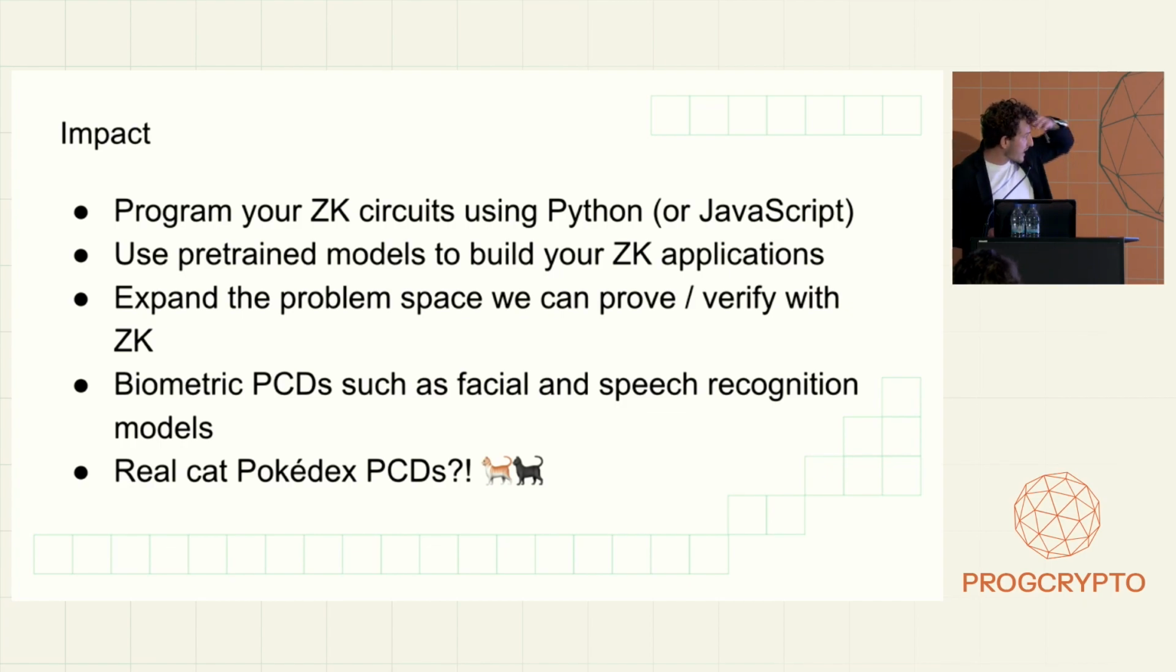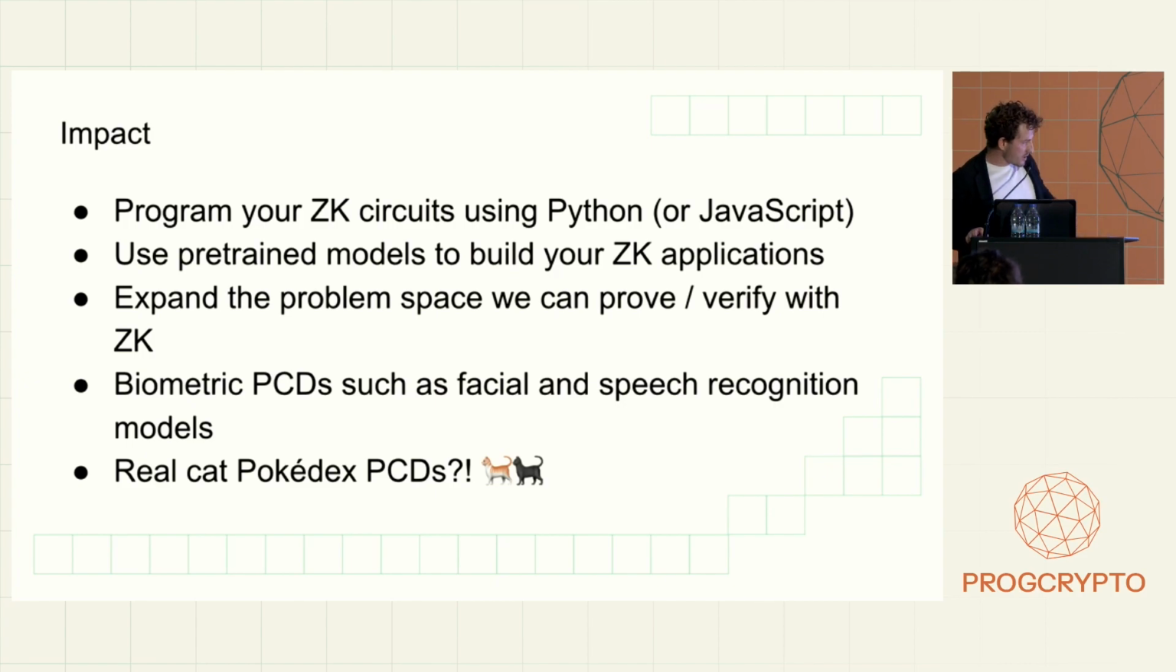So, that was the demo. And what does this mean? What's the impact? Okay, now we can program ZK circuits using scripting languages like Python or JavaScript with something like TensorFlow.js. We can use pre-trained models off the rack to build our ZK applications. This allows us to expand the problem set we can solve, we can prove and verify with ZK.